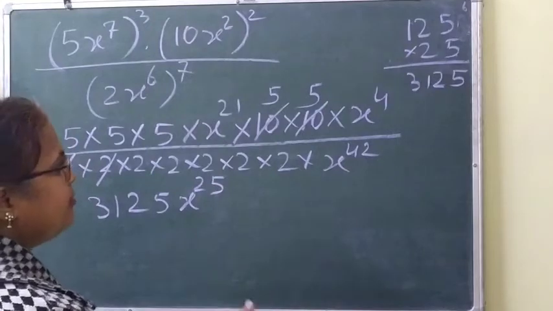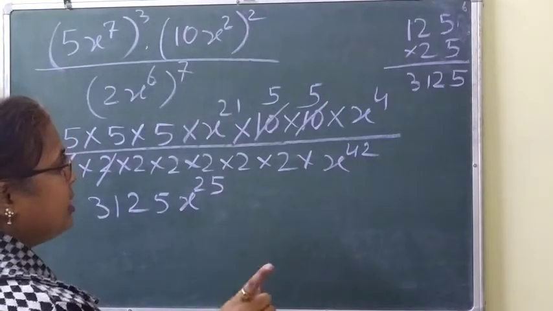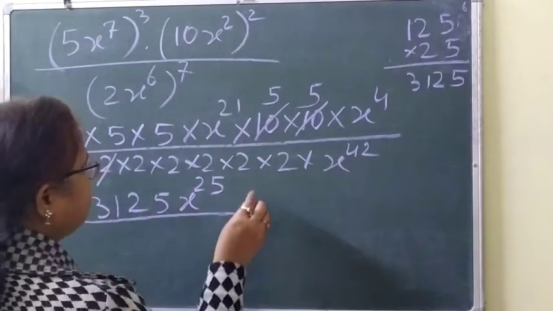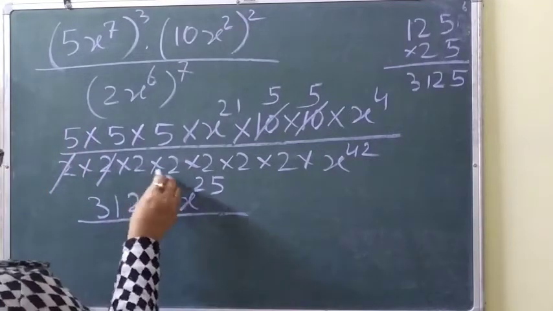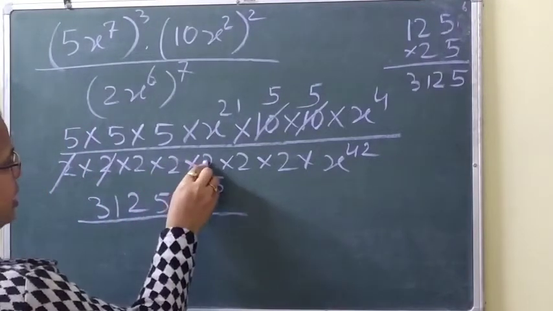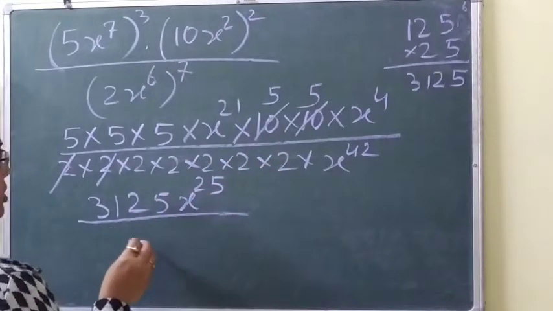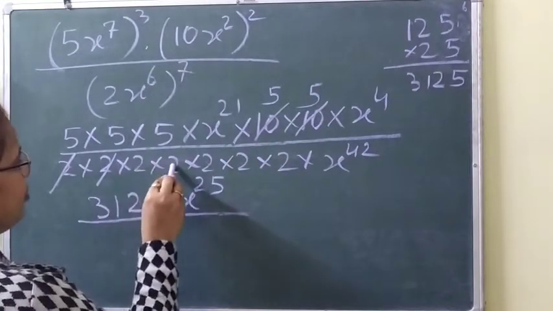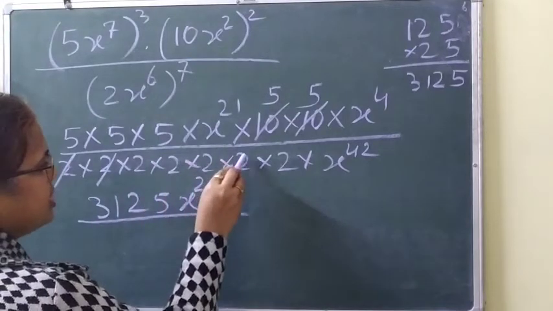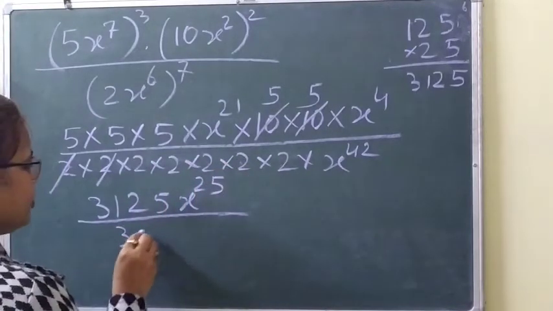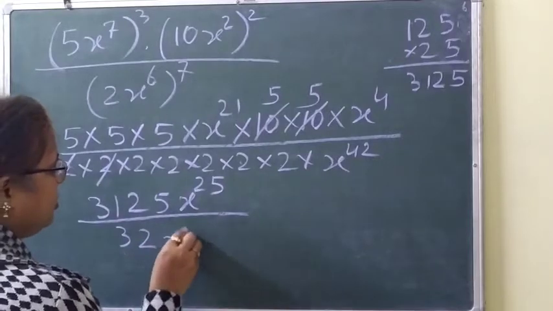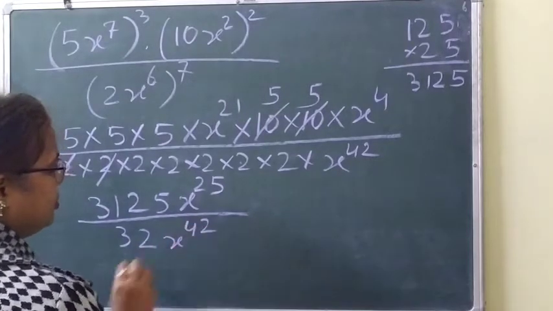Because when the base is the same, what do we do with the powers? We add the powers. And this is divided by, again, 2 twos are 4, 4 twos are 8, 8 twos are 16, and 16 twos are 32. So 32 x to the power 42.